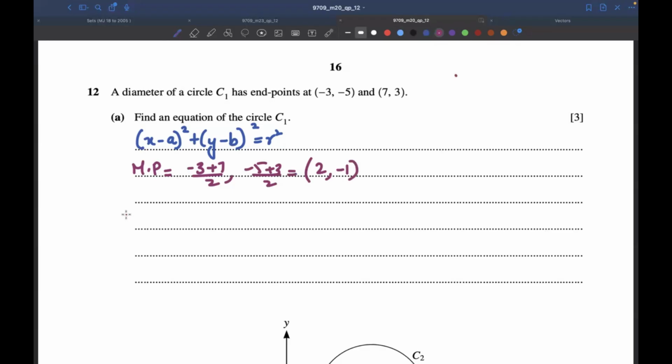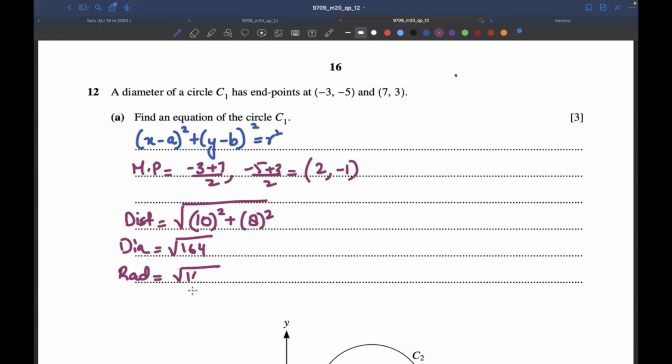And to find the radius, we'll first find the distance, which will give us the diameter. So the distance of these two points will be x2 minus x1, 7 minus minus 3, that is 10, plus 3 minus minus 5, that is 8. So the distance is square root of 164, which is basically the diameter, which means that the radius would be equal to square root of 164 upon 2.